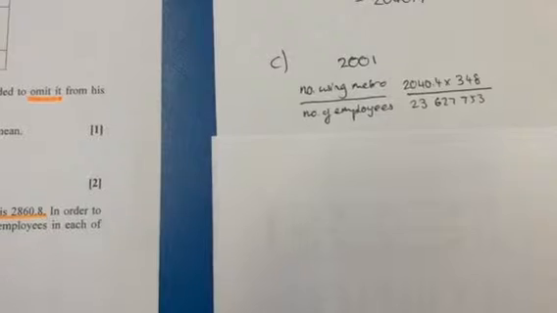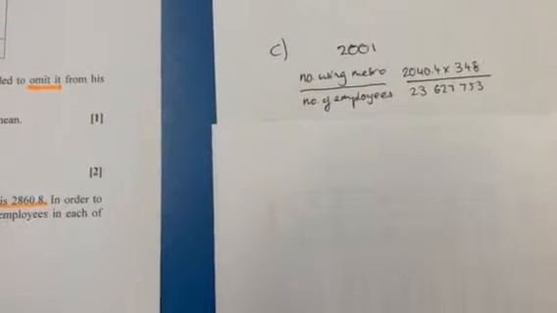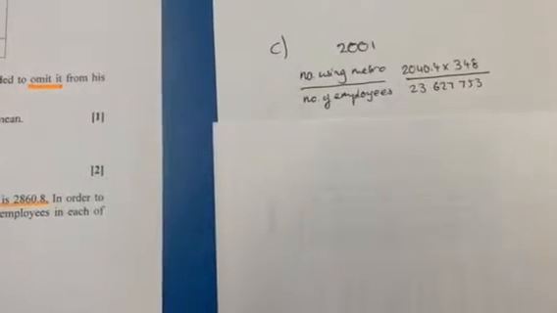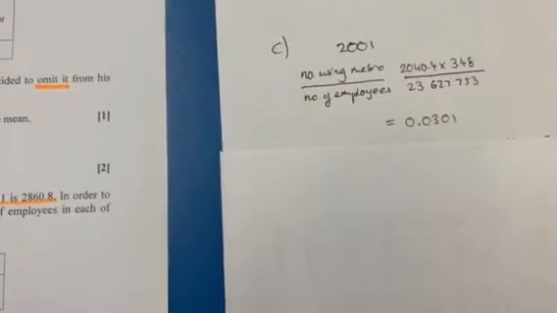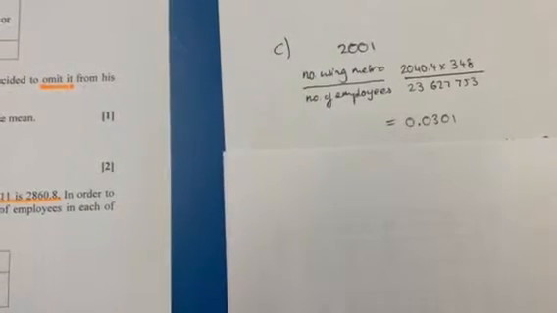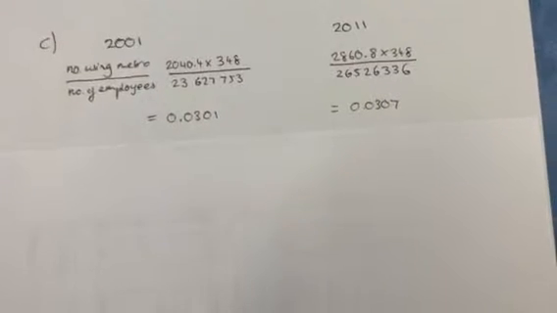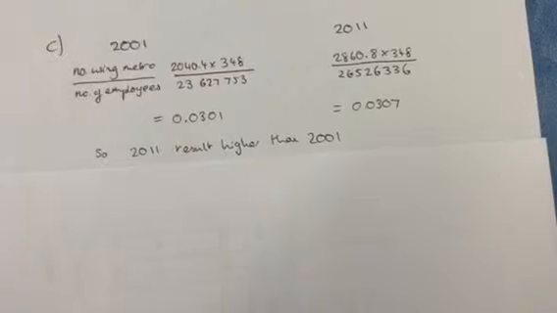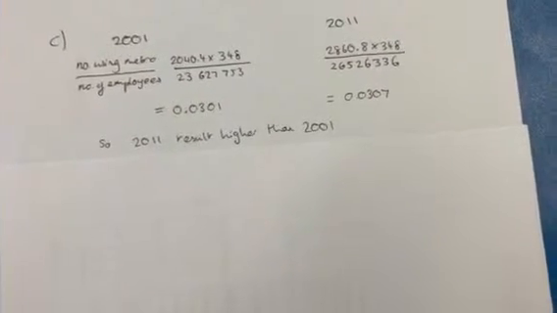So for 2001, we know that our average was 2040.4. We times that back by 348 to get back to that total, and we're going to divide it by 23,627,753 employees, and that gives us our proportion, 0.0301. If we do exactly the same for 2011, we end up with a slightly larger proportion, and so we can make our conclusion that we've got a larger proportion in 2011 than 2001.